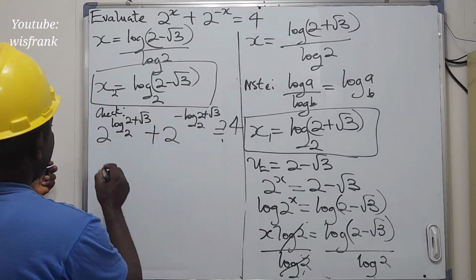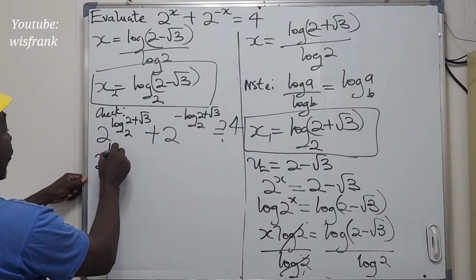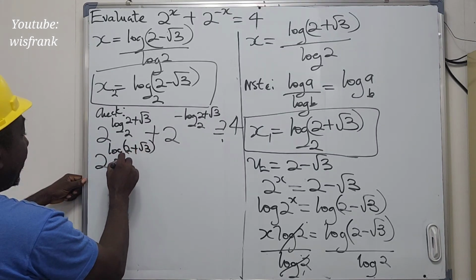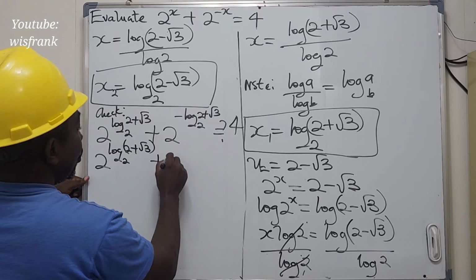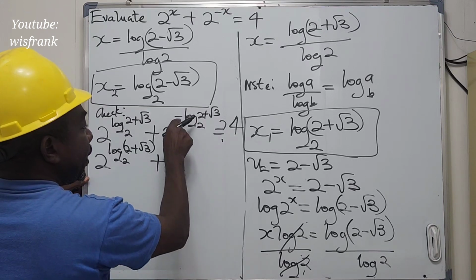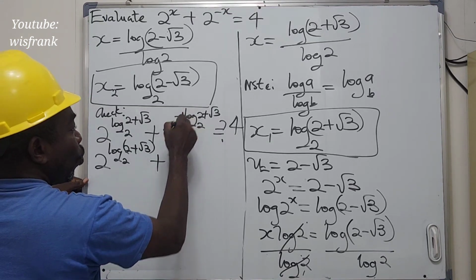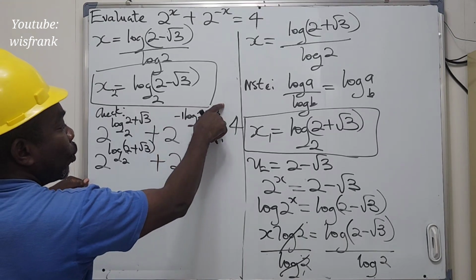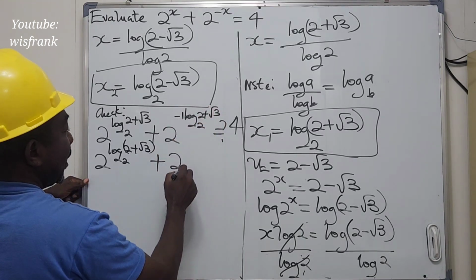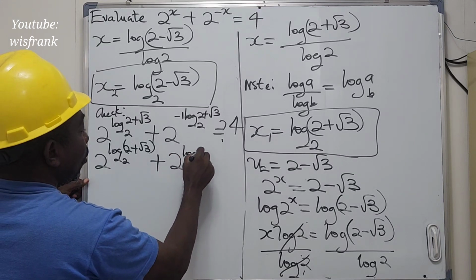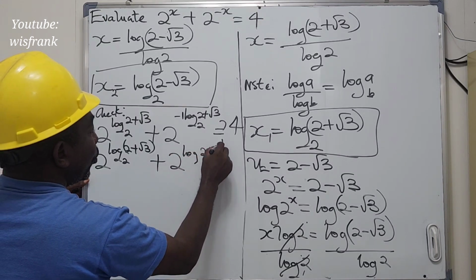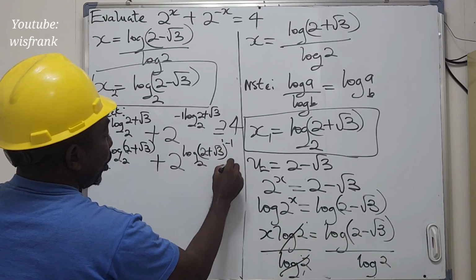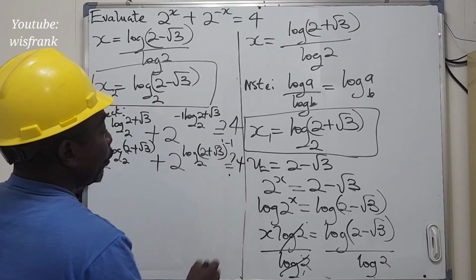So this can be written as 2 to the power of log of 2 plus root 3 base 2, plus 2 to the power of this minus, which is the same thing as minus 1. So when we have a situation like this, minus 1 can go to the power of this other side. So this will become log of 2 plus root 3 all to the power of minus 1 base 2 equals, well, this equals 4.